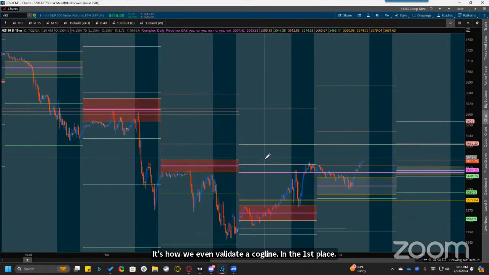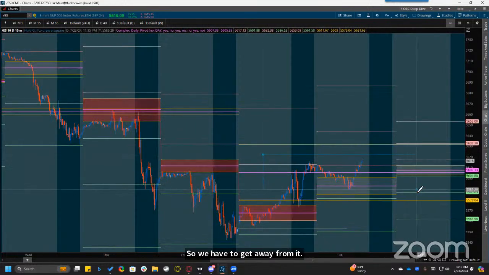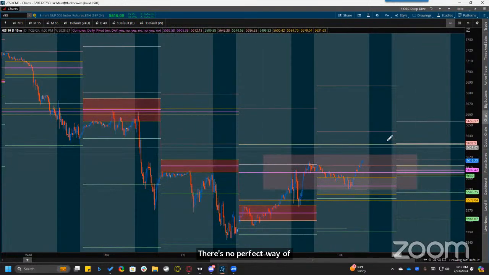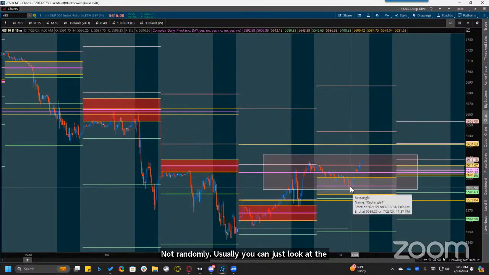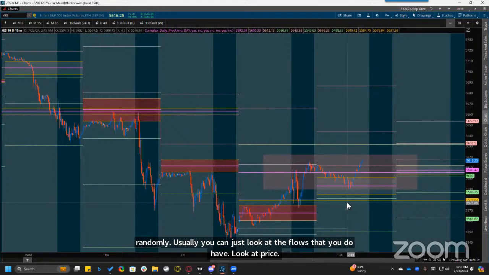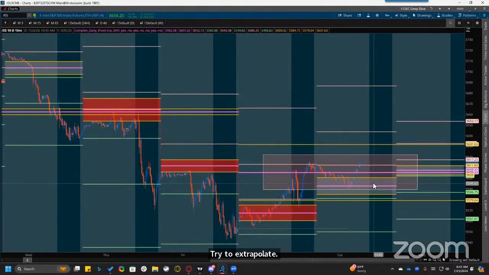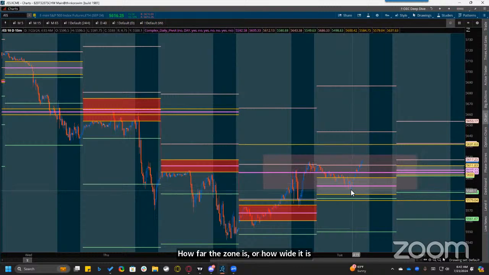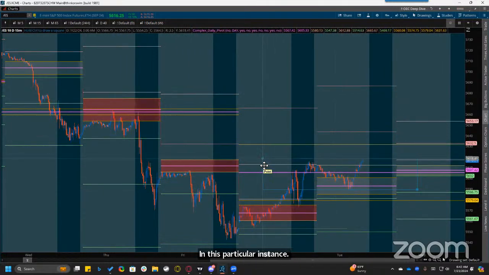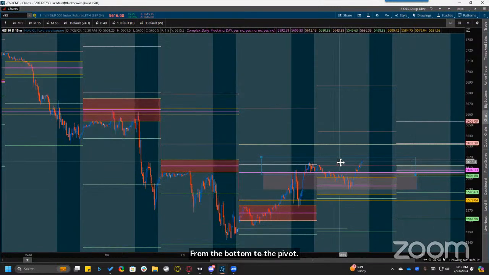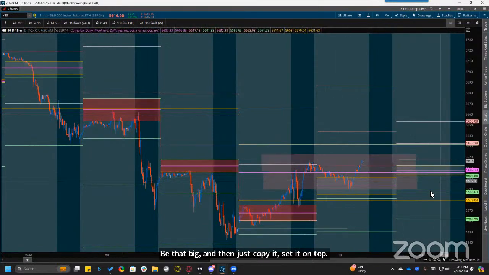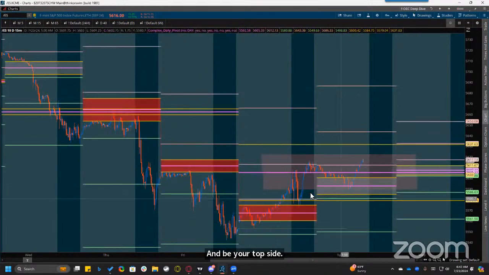There's no perfect way of defining how big the zone is, not randomly. Usually you can just look at the flows that you do have, look at price, and try to extrapolate how far the zone is or how wide it is. If you just use the bottom in this particular instance, from the bottom to the pivot, be that big, and then just copy it, set it on top. That'd be your top side. That's the size of your zone right now. We got to get out of that.